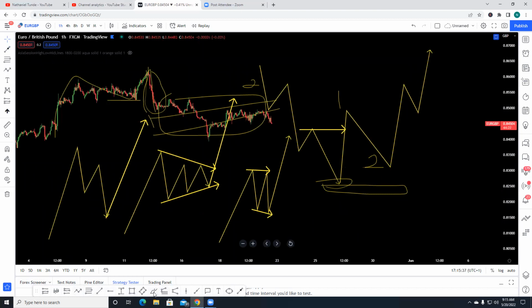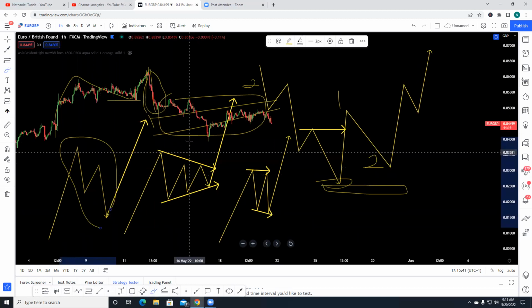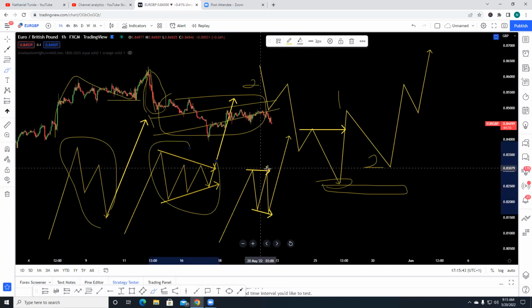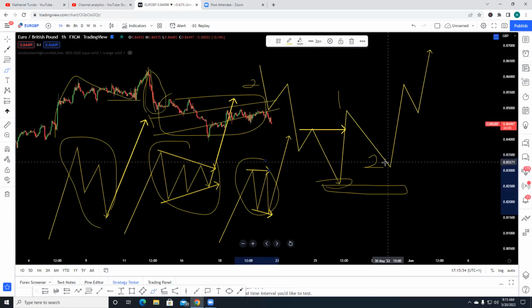These are three different corrective structures. You see this, you see this, and you see this in the middle. So these are the three corrective structures that we have. Any of the three corrective structures can fit in for wave 2.